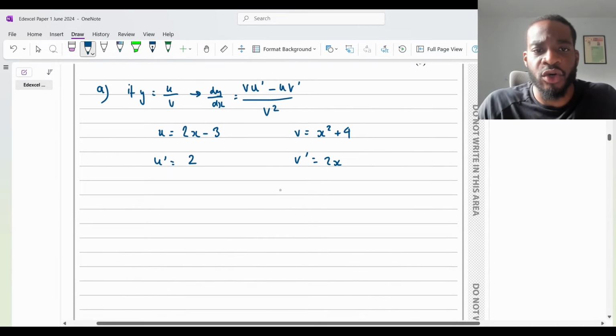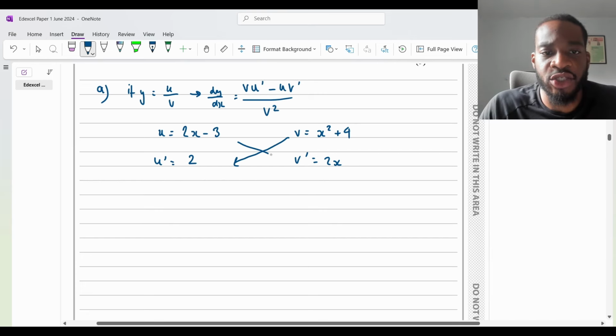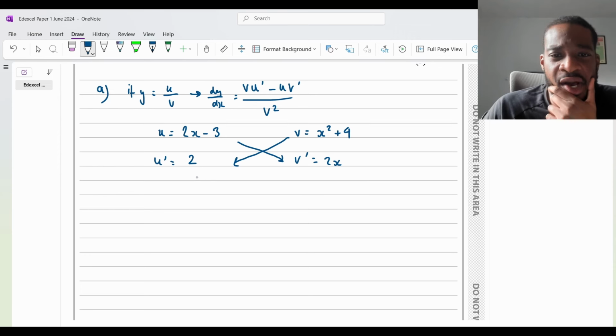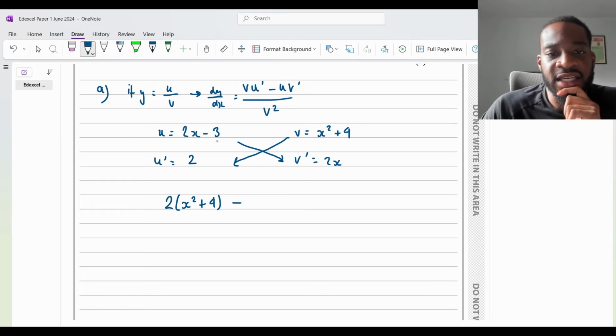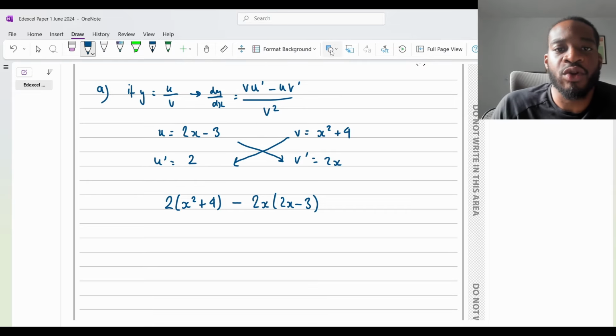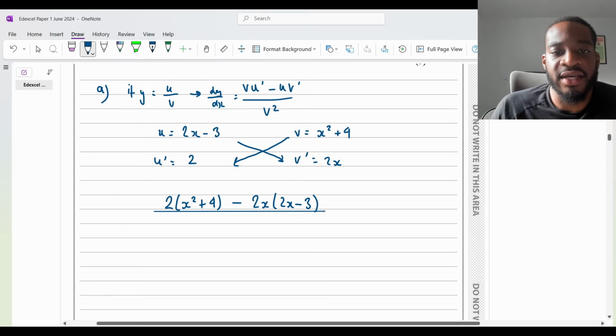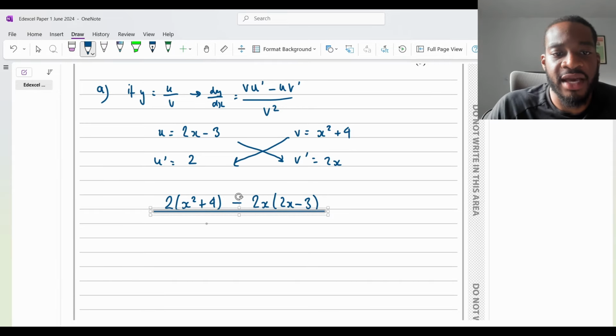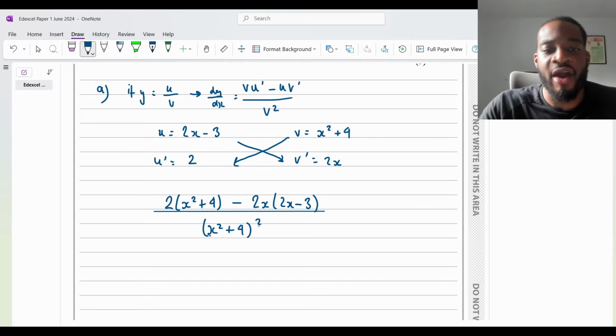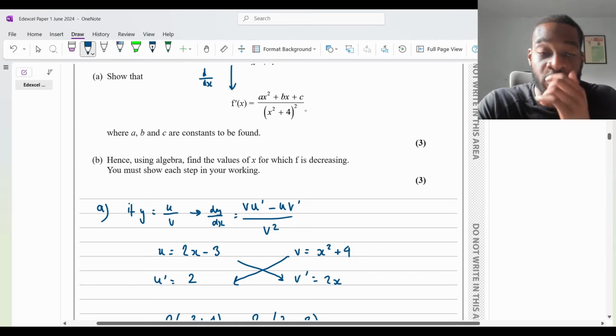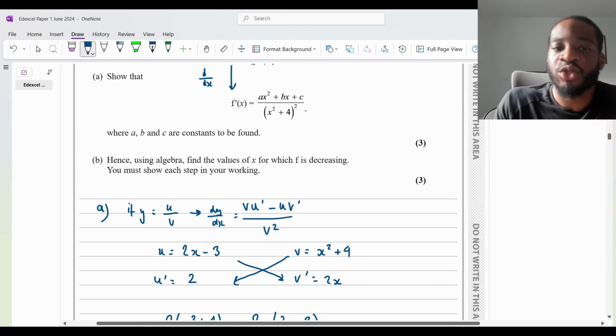So we're going to do vu dash minus uv dash. I'll put the u dash first. So 2 times x squared plus 4. That is vu dash. Minus these two. So I'll put 2x first and then 2x minus 3. And then this is going to be all over v squared. v is x squared plus 4, so it's going to be x squared plus 4 all to the power of 2, right? Which is good because if I look at the show that, we have that on the denominator. Now we are here. Very, very straightforward question.